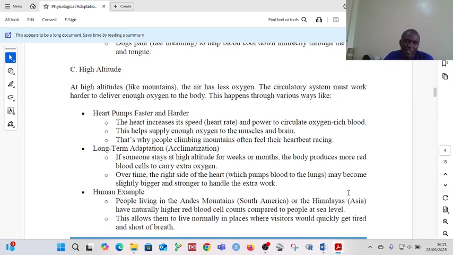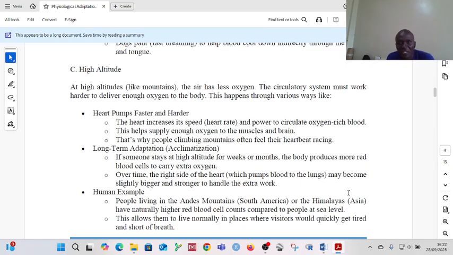What happens at high altitude? We saw that at high altitude, there is less oxygen in the air. Once that happens, the circulatory system must work hard to ensure that it delivers enough oxygen to the body. And this can happen through various ways. We talked, one, that the heart has to pump faster. Your heartbeat has to increase.